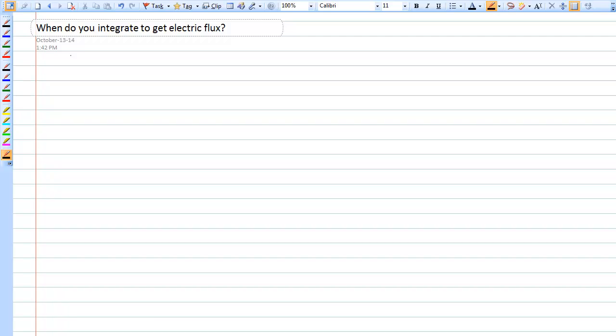How do you know when you have to integrate to get the electric flux? The definition of electric flux is in terms of an integral. Phi E is the integral of the electric field vector dotted with the area vector.